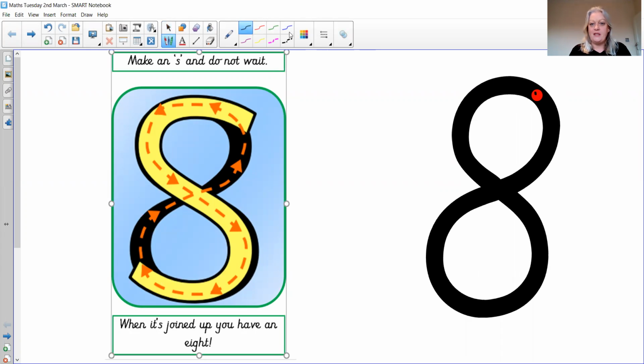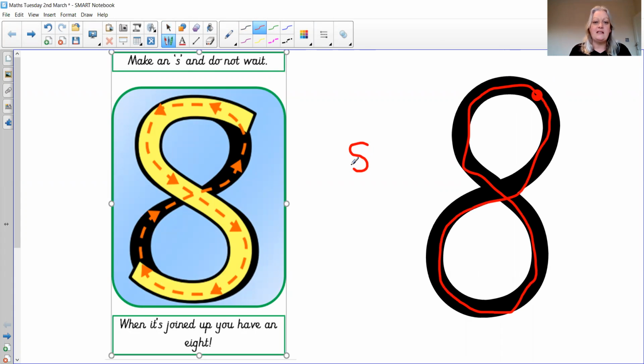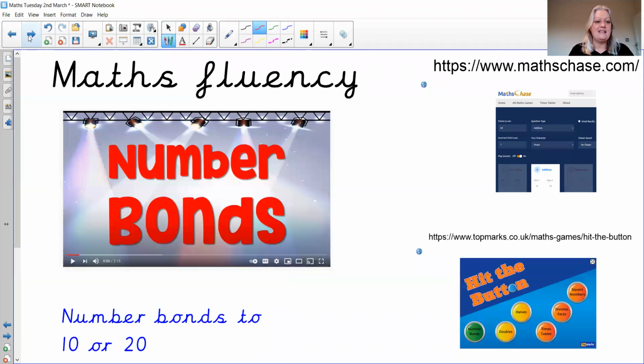So let's go over here. Let's change the make an S. So here we are, making a funny S, make an S, but do not wait. When it's joined up, you'll have an 8. So make an S, but do not wait. Don't stop, because when it's joined up, you'll have an 8. So just spend a little bit of time practicing your number 8.